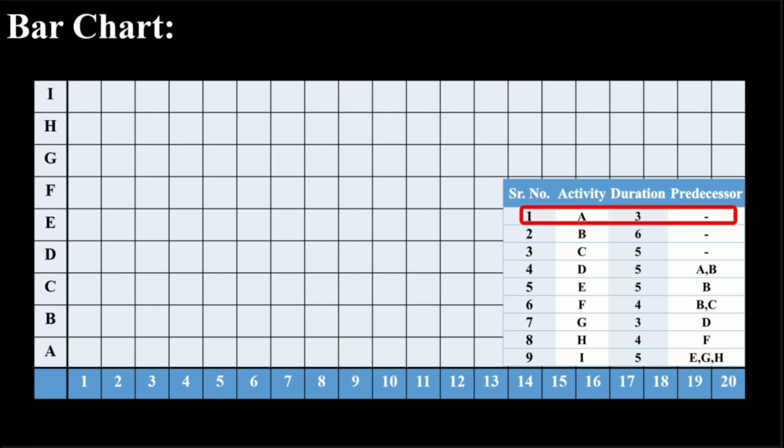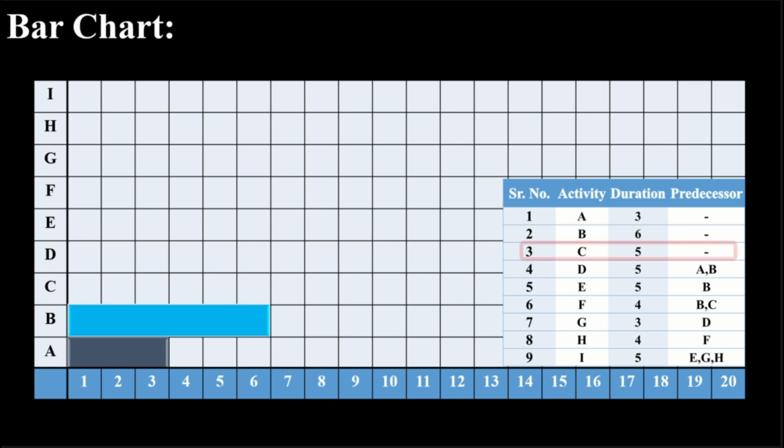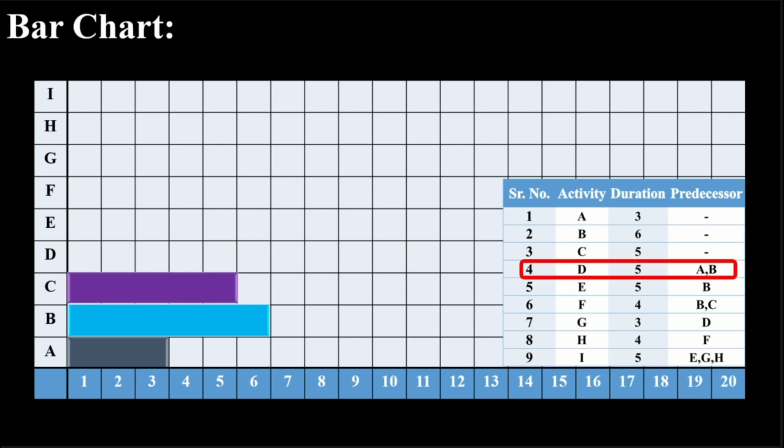Activity A has no predecessor, so it starts at day 0 and ends at day 3. Activity B also has no predecessor, so it starts at day 0 and ends at day 6. Activity C has no predecessor, so it starts at day 0 and ends at day 5. Activity D starts after both A and B are completed, meaning it starts at day 6, runs for 5 days, and ends at day 11.